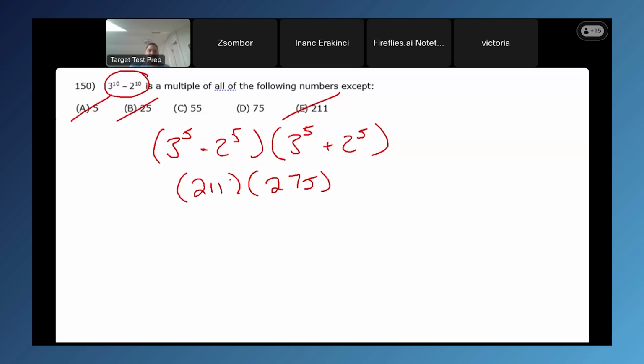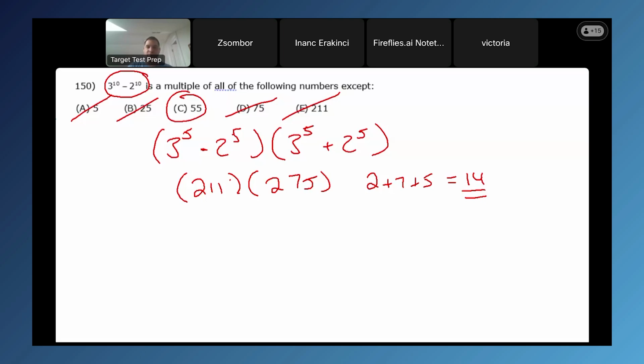Another way to look at this is, 275 is not going to be a multiple of 3. 2 plus 7 plus 5 is equal to 14, right? And that's not a multiple of 3. So if 275 is not a multiple of 3, it's not going to be a multiple of 75. So that's another way you can look at it. But yeah, what you guys said also works really nicely.